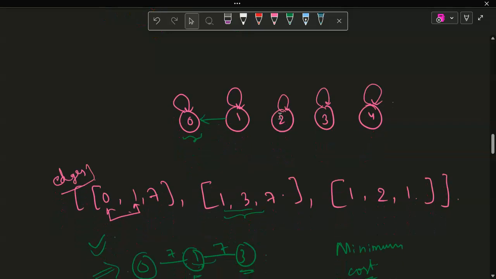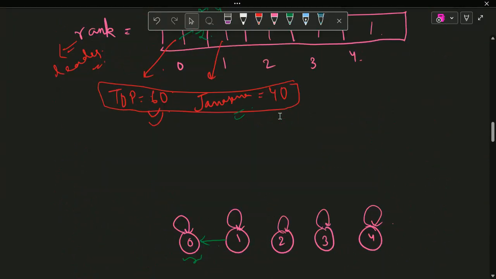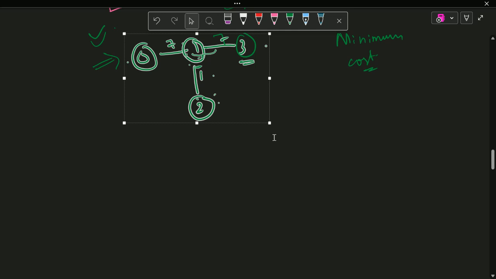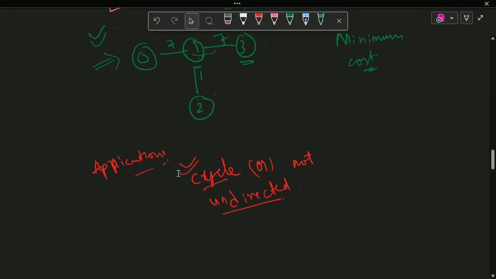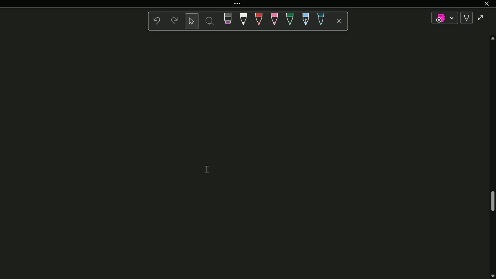So we have got how to get the graph. The application of this disjoint set is that we can find out whether a given graph is cyclic or not, and it should be an undirected graph only. I hope all of you know what is cycle and undirected graph. Since the time has become more, I will explain cycle and undirected graph in the next video.